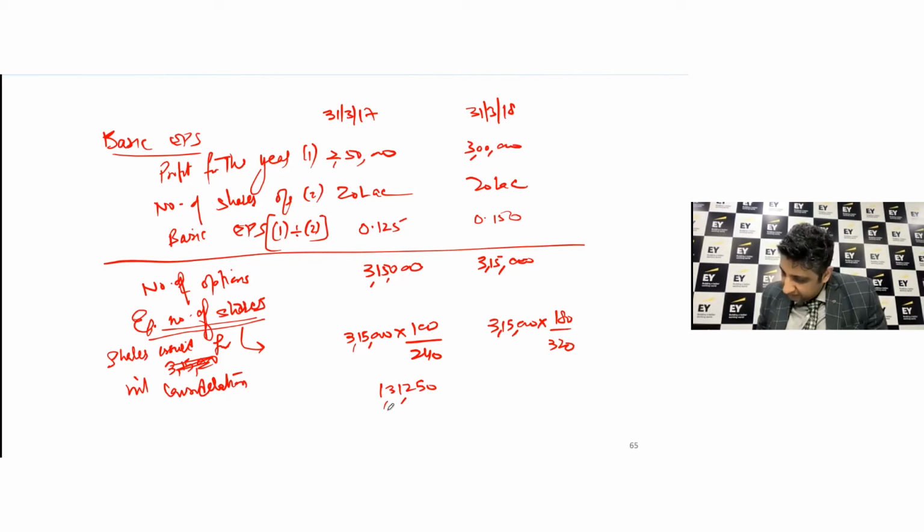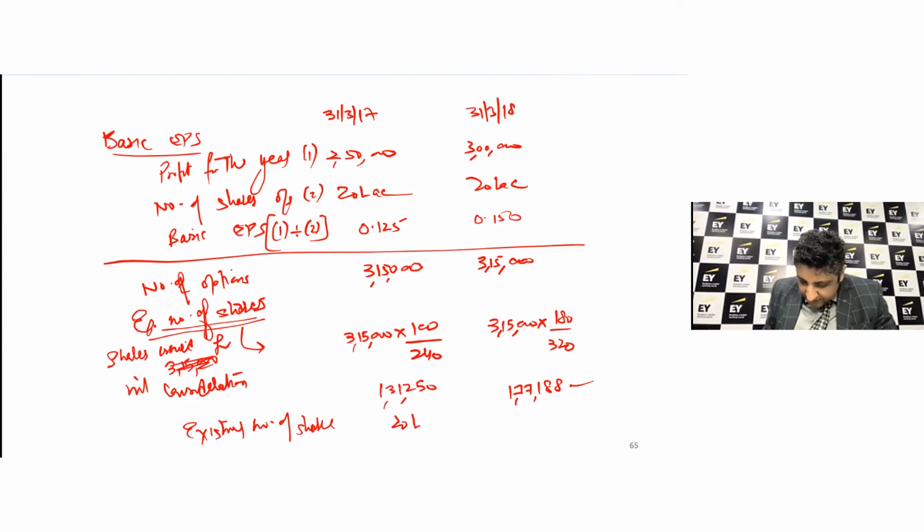Likewise, we have 180 divided by 320. This gives us approximately 187.5. So we take the rounded off figure, which is 188 in this. And once we have got these numbers, we have our existing number of shares, which are 20 lakh in each of the 2 years.